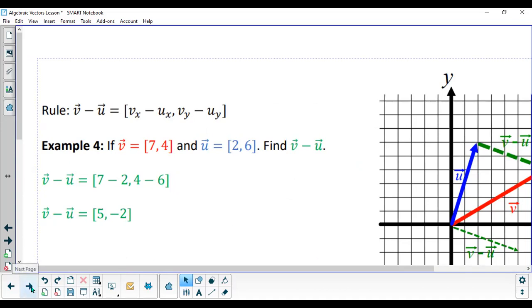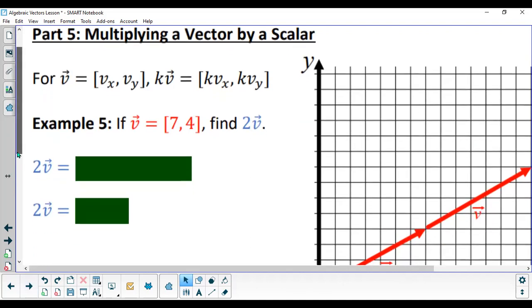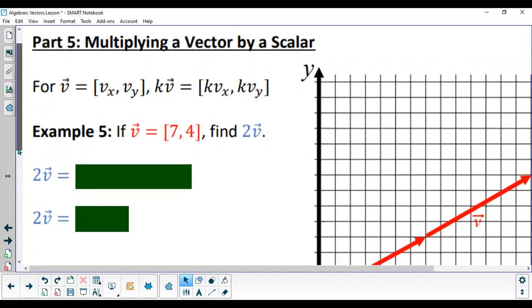So far, very simple. We are going to get to a challenging question, but we need to lay the foundation for that challenging question. So that's why everything looks very simple. The final concept is multiplying a vector by a scalar.